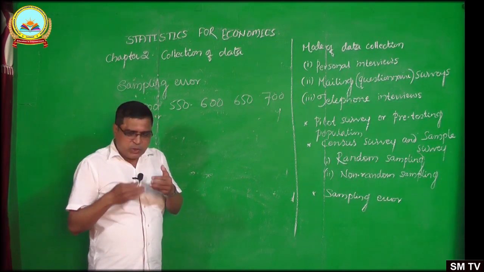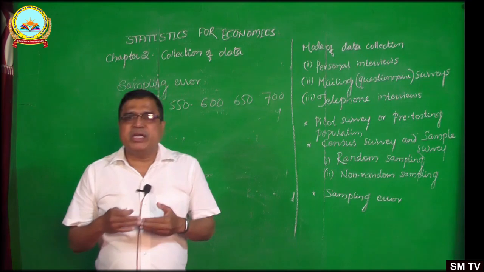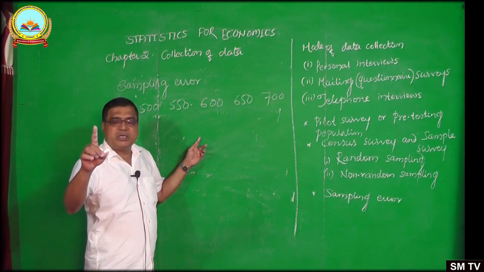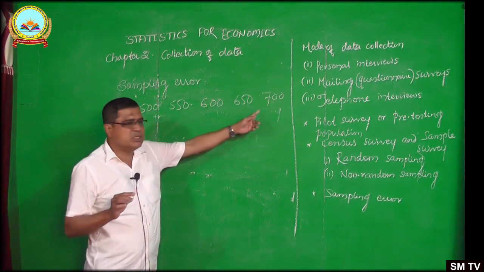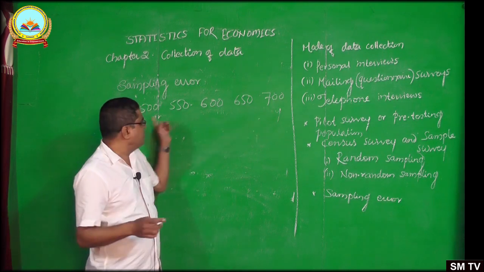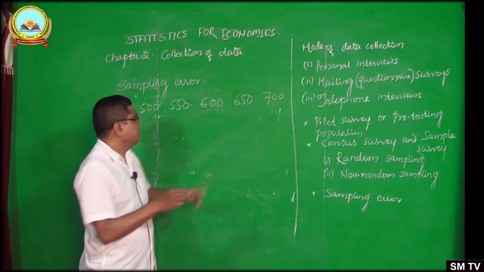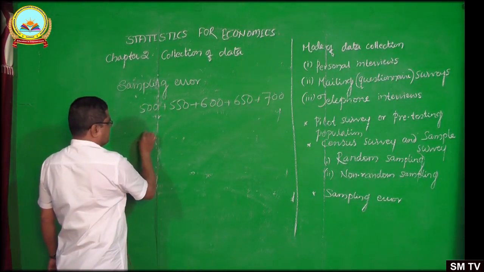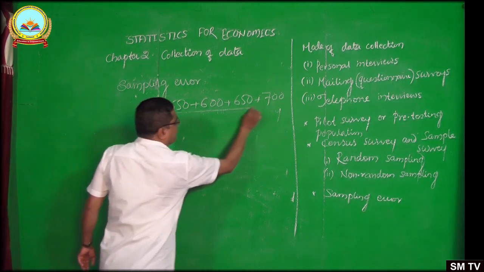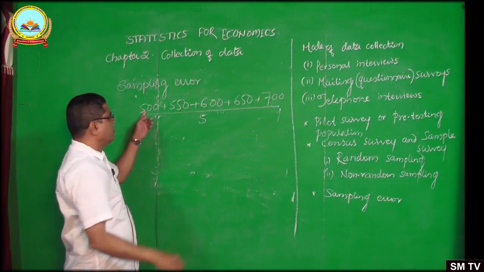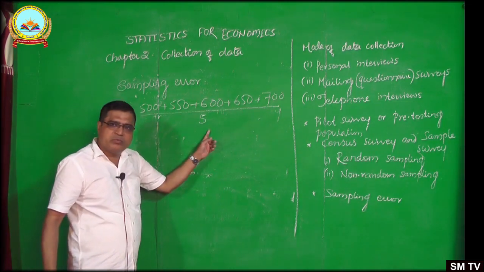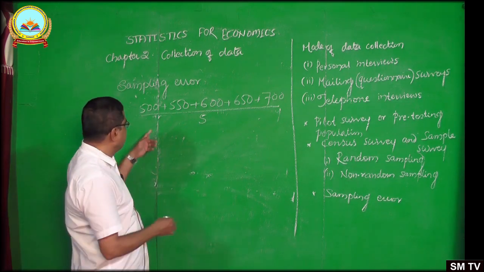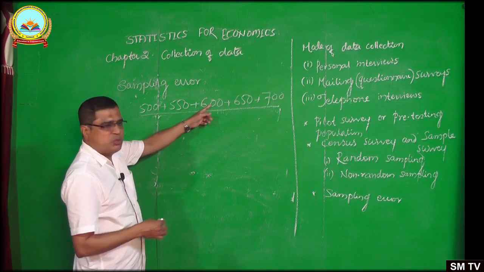Now I want to calculate the average income of the farmers. How to calculate that? You have to add all these incomes and divide by 5, and that is the average income. So you add all the 5 values and divide by the number of values. That is the arithmetic mean, which is also called the average. Now the average income, as you know, will be 600.